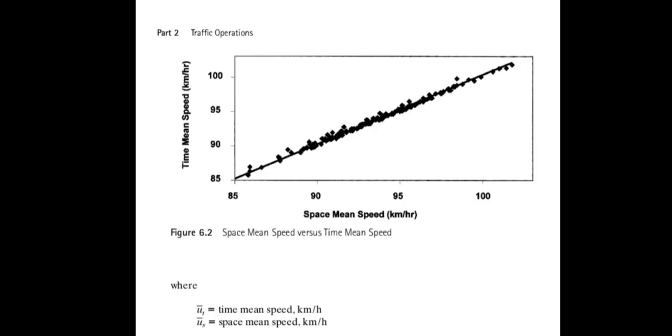The space mean speed is expressed in kilometers per hour. And converting kilometers per hour to meters per second, you just divide it by 3.6.